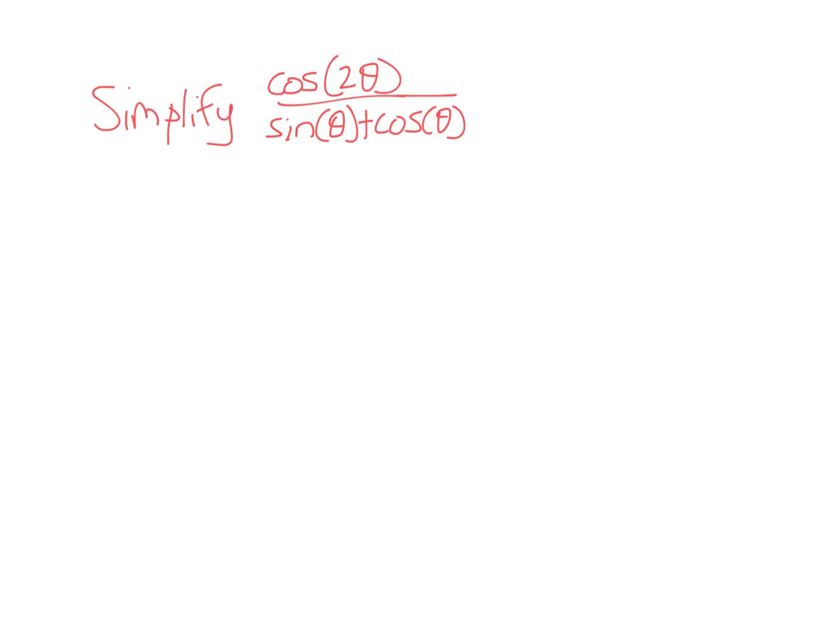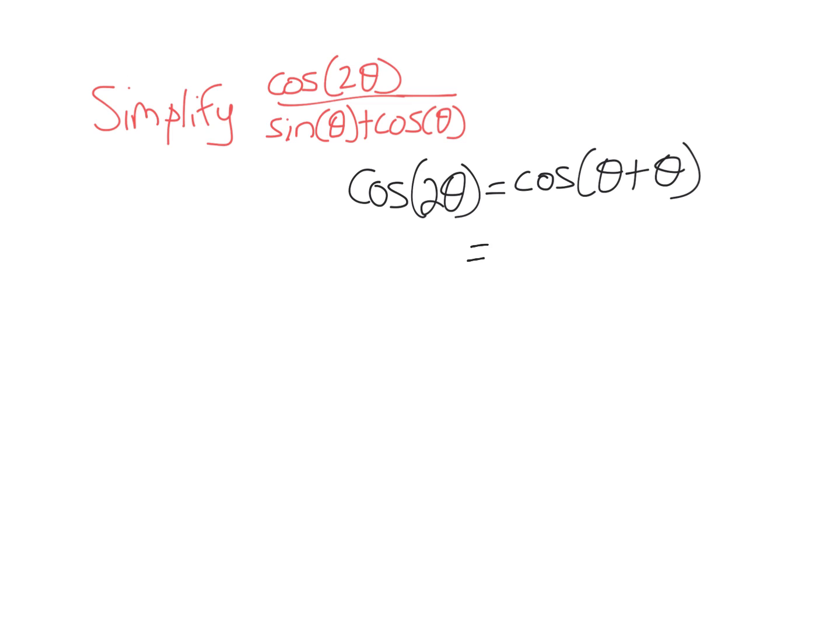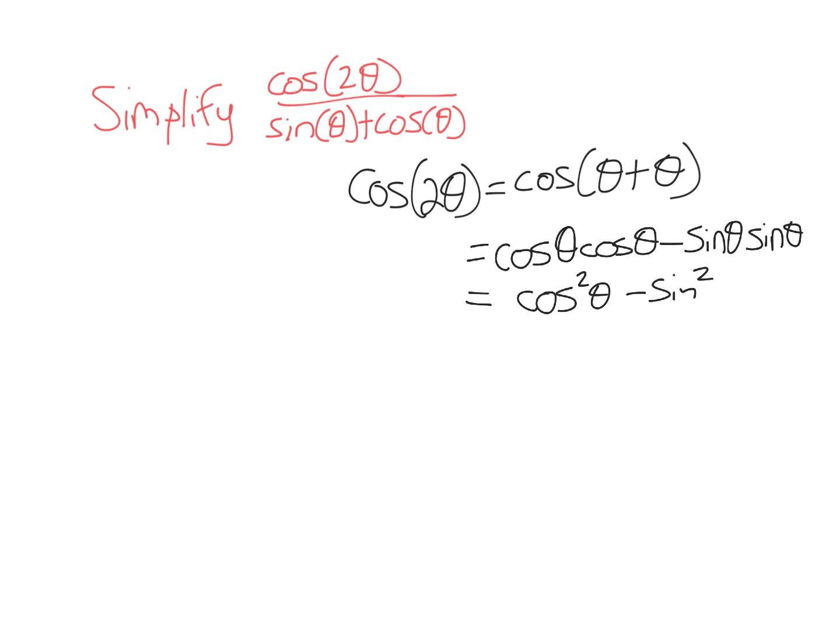So to do that, I can use the double angle formula, because cos of 2 theta is just cos of theta plus theta. So once again, using the cosine angle sum formula, it's cos of the first, cos of the second, minus sine of the first, sine of the second. So I can make that a little easier to work with and write it as cos squared theta minus sine squared theta. So that means I've changed the top, so it's looking a little more like the bottom. It's got cos thetas and sine thetas.